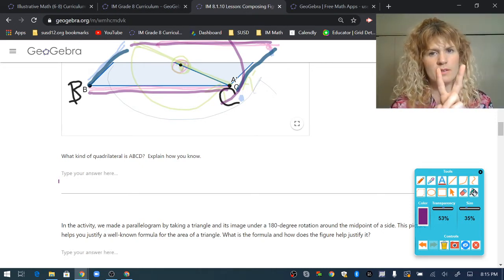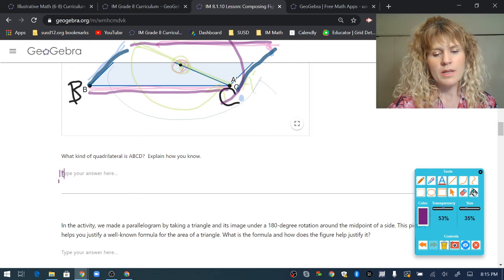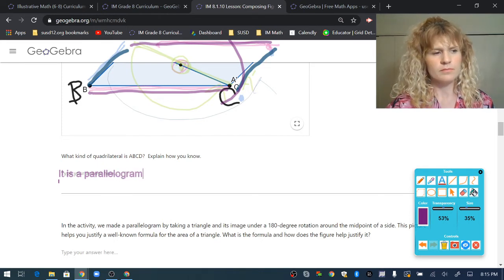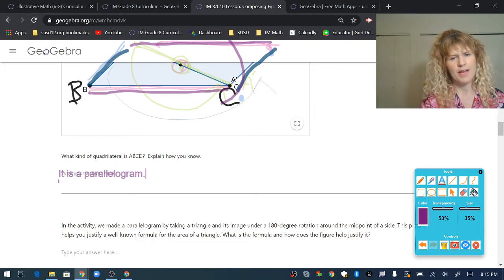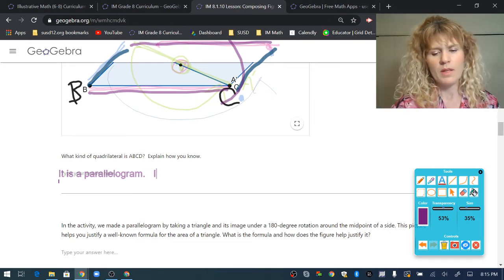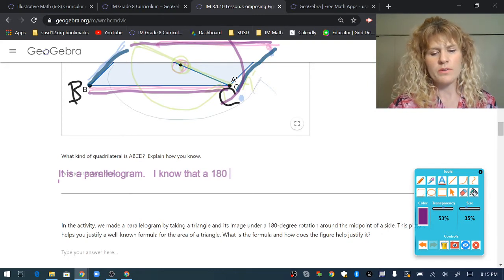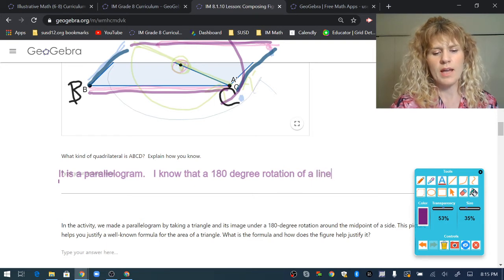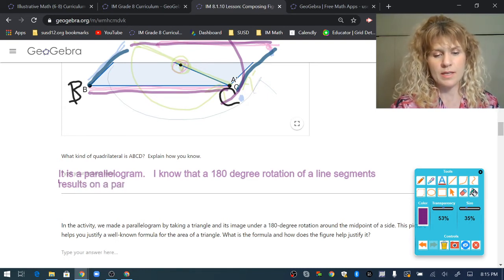It has two pairs of parallel sides, so it is a parallelogram. How do you know that? How do you know that it's a parallelogram? I know that a 180 degree rotation of a line segment results in a parallel line segment.